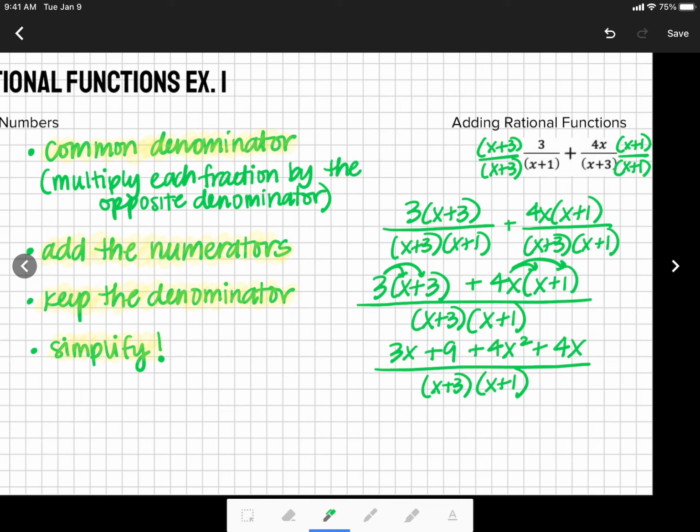And as a final step, we're going to combine like terms. So I don't see any other x squareds. All I see is this 4x squared right here. So that's going to be our leading term, 4x squared. 3x and 4x together is going to make our 7x plus 9. And again, keep that denominator. It just kind of tags along for the rest of the ride.